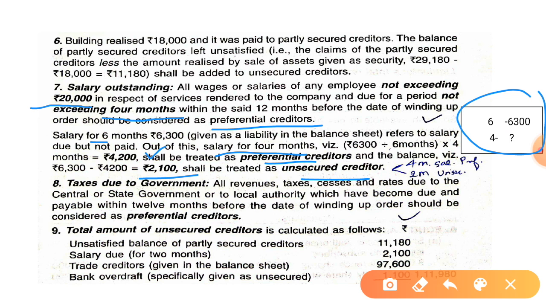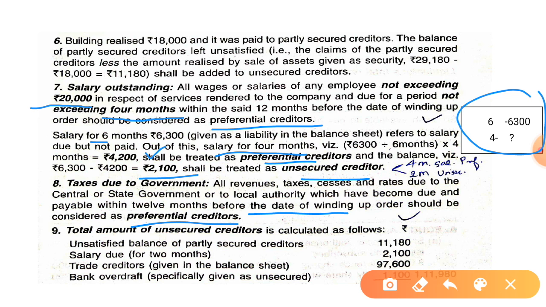Okay. Then taxes due to government. All revenue taxes, cesses and rates due to the central and state government or local authority which have become due and payable within 12 months before the date of winding up. So within 12 months before the date of winding up, whatever payment is there to the government should be considered as preferential creditors. So before paying the unsecured creditors, we have to make the payment. Clear? So taxes due to government is preferential creditors.